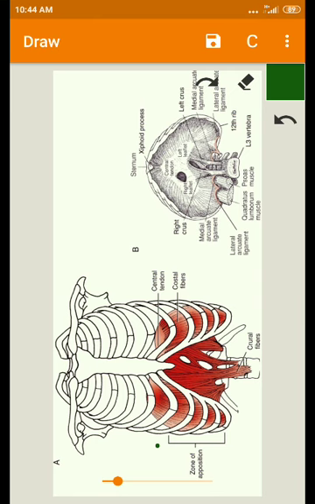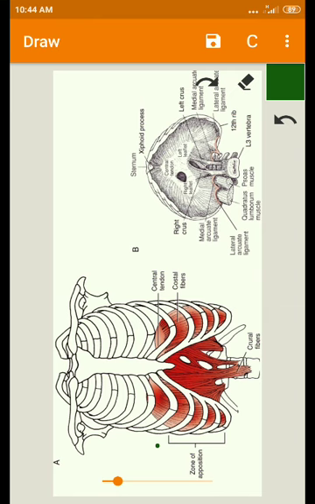Anatomically, the diaphragm consists of two major components. This is the diaphragm muscle, which divides the entire trunk into the thorax as well as the abdomen. This diaphragm is the primary ventilatory muscle, and anatomically it consists of two major components.